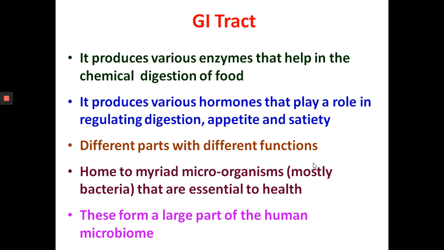As I said before, different parts of the gastrointestinal tract have different functions, and it is home to myriads of microorganisms, many of which are useful to the human being. These microorganisms help in the production of many useful products like vitamin B complex, and also some of them help in the digestion of some of the food materials.